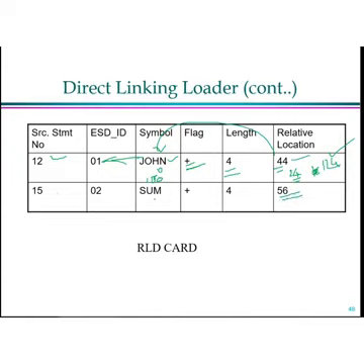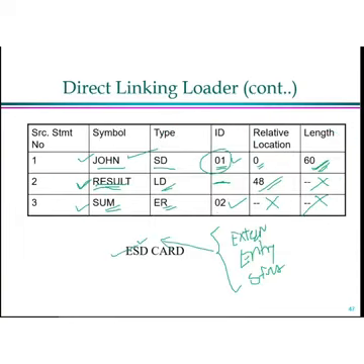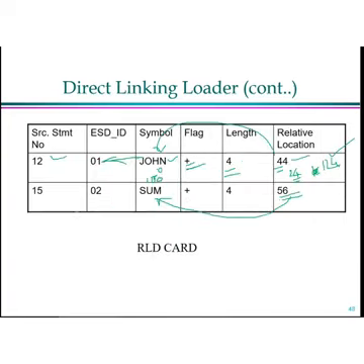Okay. Similarly, the 15th instruction whose relative address is 56, this is directly depending on the symbol sum. Sum is your external reference. Look here, this is an external reference. The unique ID for sum we have added as 2. So use the same unique ID here. This is your linking of the ESD card and RLD card, these IDs.